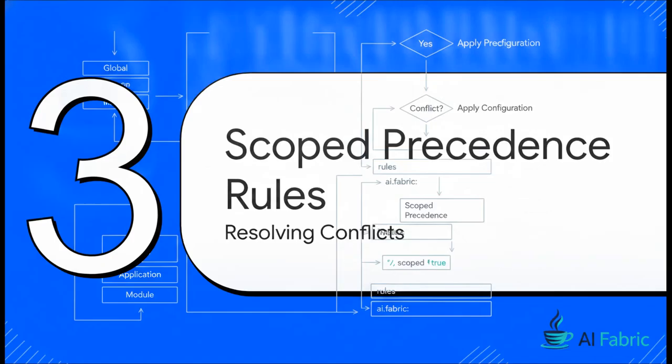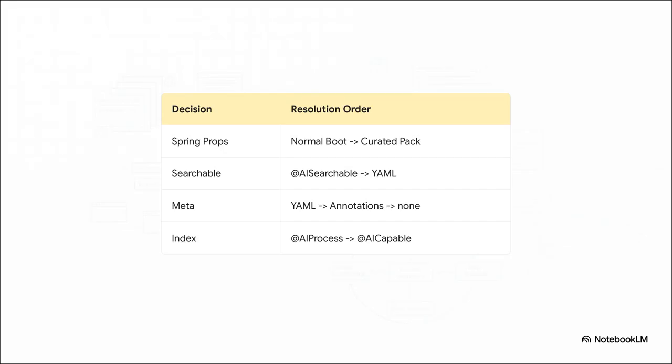All right, let's look at Section 3, Scoped Precedence Rules. You know, it's super tempting to assume there's this universal "YAML always beats Java" rule in modern frameworks. Spoiler alert, there isn't. In AI Fabric, each subsystem has its very own explicit resolution order that you really need to learn. Let's walk through how these conflicts get resolved. For Spring properties, normal Spring Boot precedence applies, but curated packs are explicitly loaded last, meaning they sit right at the bottom with the lowest precedence.